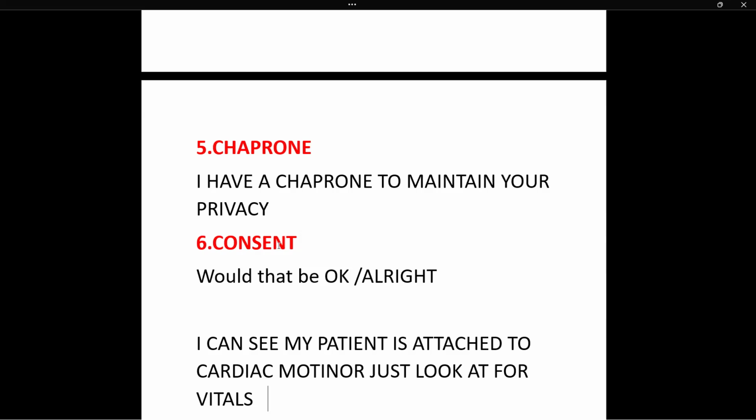This will waste time, and it's better that you just say that my patient is attached to a cardiac monitor, and I'm going to just look at the vitals. And you can see if the patient is having breathing difficulty, you have to focus on saturation. If the patient is having dizziness, you will have to check the blood pressure.